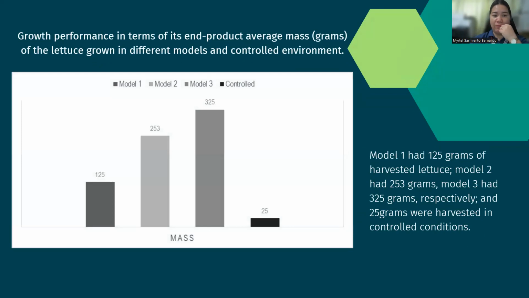We also have the growth performance in terms of the average mass measured in grams of the lettuce. As shown in the diagram, Model 1 has 125 grams of harvested lettuce. Model 2 has 253 grams. Model 3 has 325 grams. And 25 grams were harvested in the control condition.